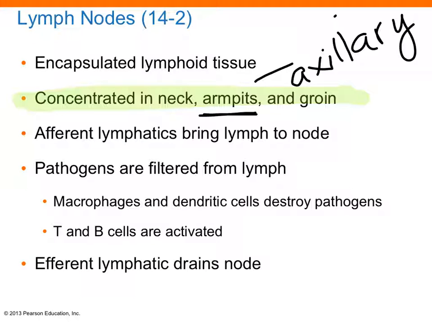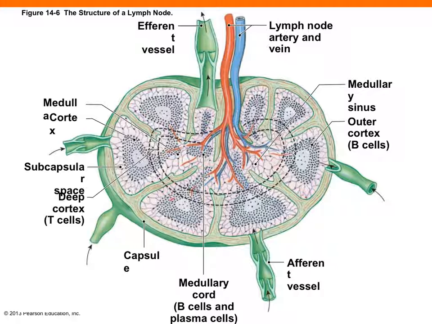Remember that the lymph nodes are concentrated in the neck, the armpits, and the groin. We said this previously. The armpits are called the axillary. Make sure you know that. That's where the greatest concentration of lymph nodes are. This shows you the shape of a typical lymph node, and you can see it's a kidney bean shape.